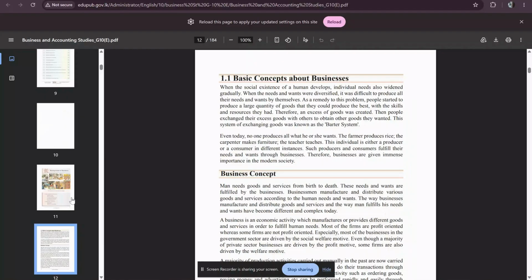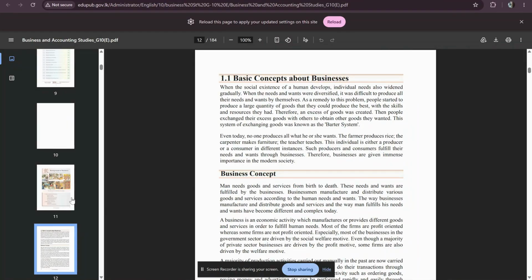When the social existence of a human develops, individual needs also widen gradually. When the needs and the wants are diversified, it is difficult to produce all their needs and wants by themselves. As a remedy to this problem, people started to produce a large quantity of goods that they could produce best with the skills and resources they had. Therefore, an excess of goods were created. Then people exchanged these excess goods with others to obtain goods they wanted. This system of exchanging goods was known as the barter system.